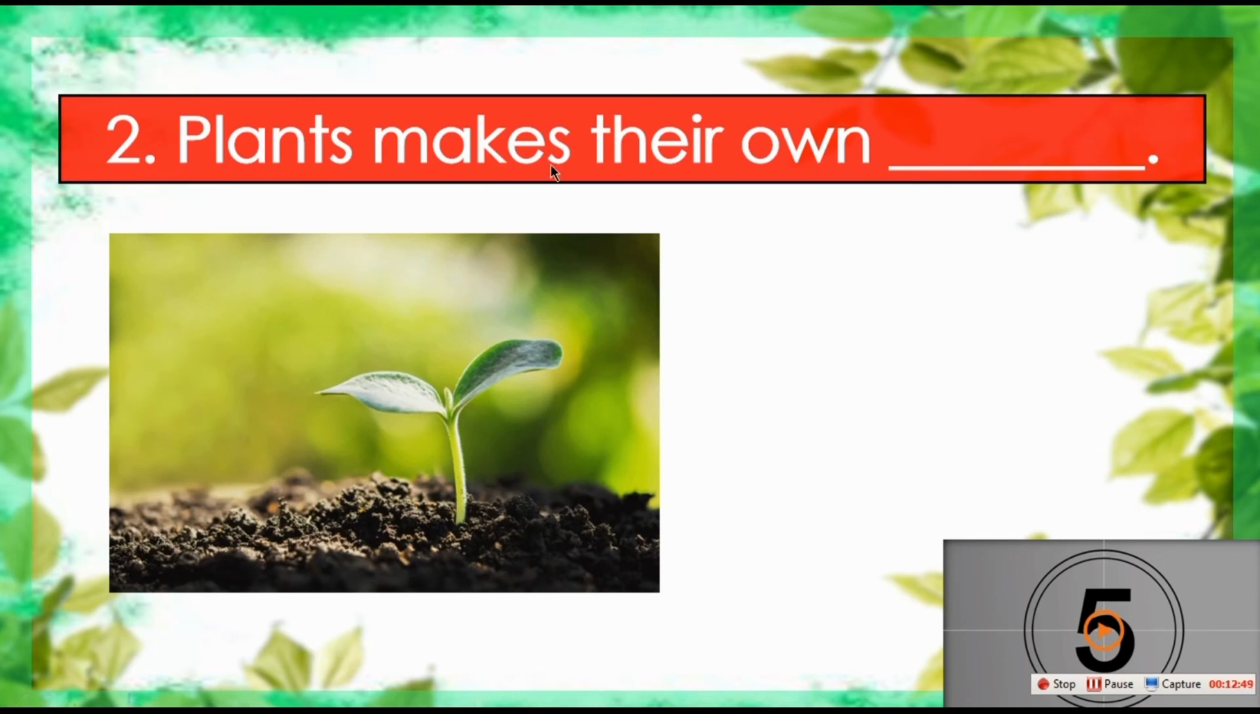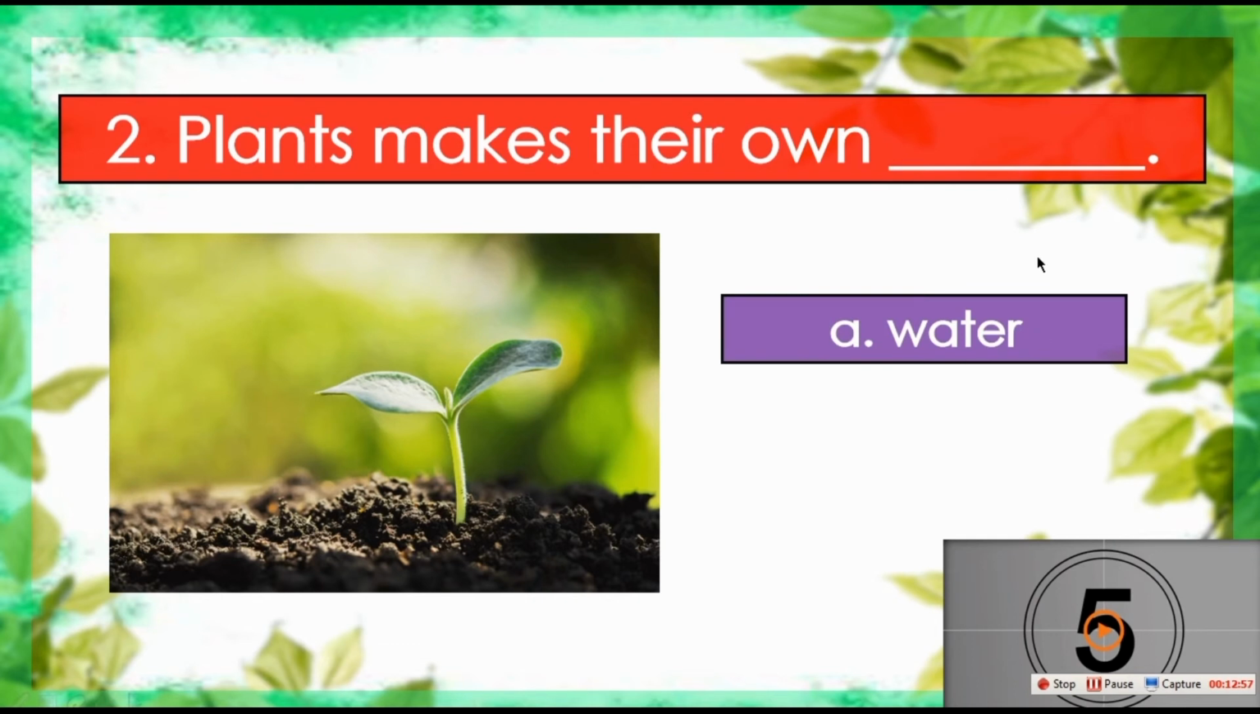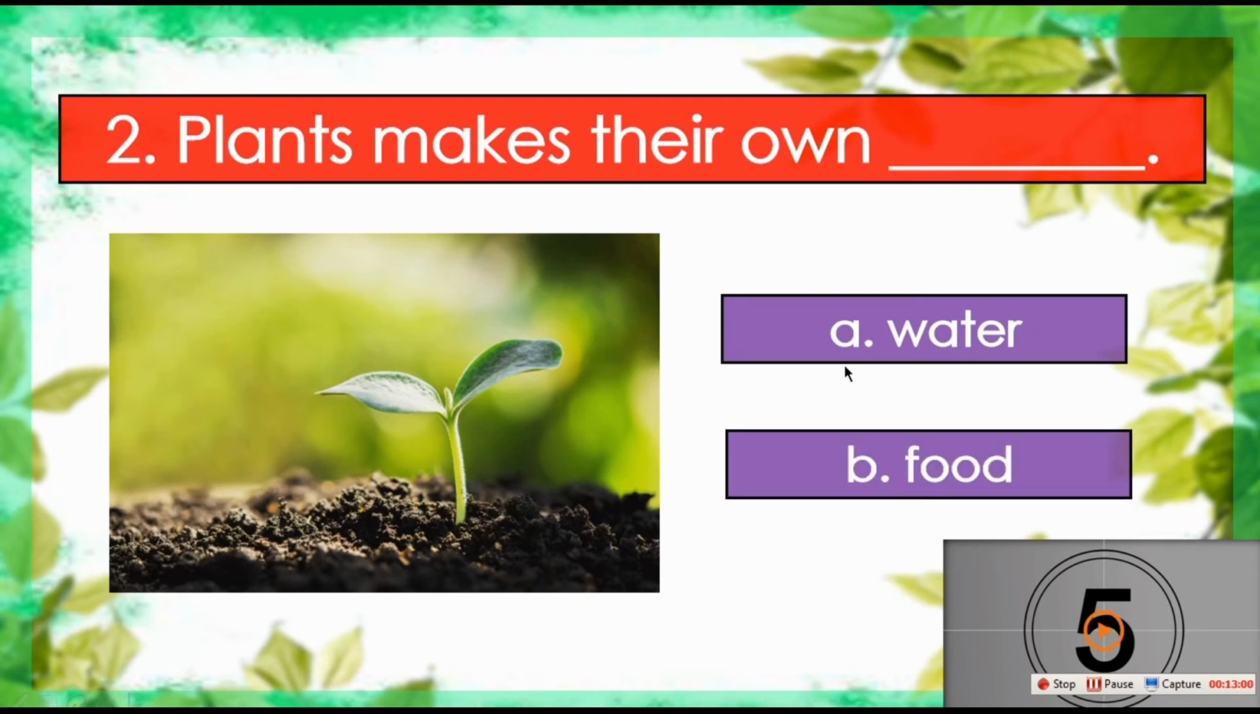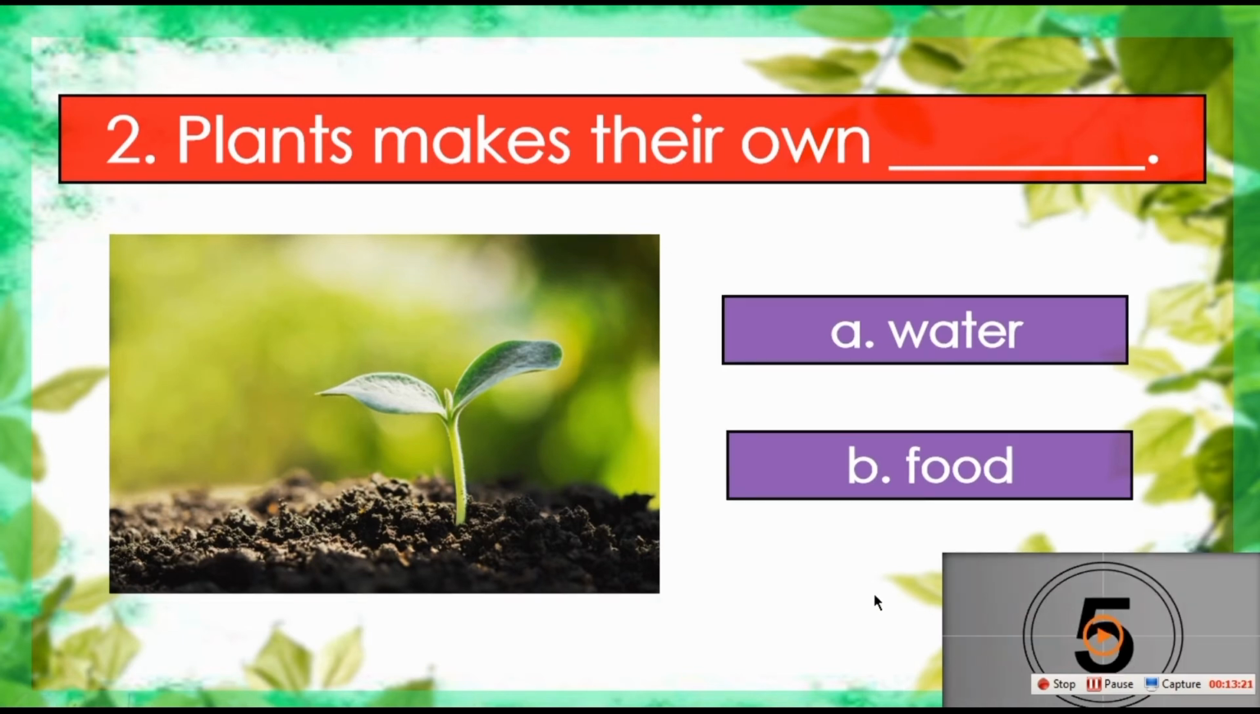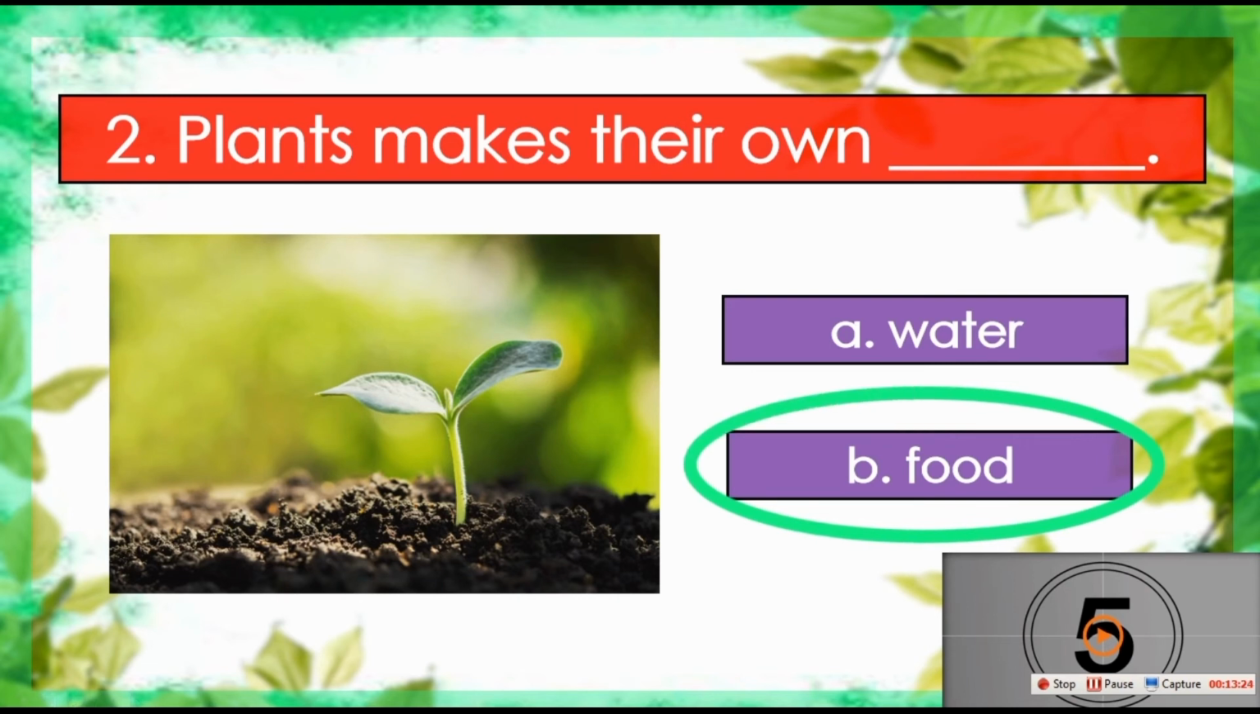Next, number 2. Plants make their own blank. A, water. B, food. 5 seconds for you to answer. Okay, so our answer is food. Again, let's read. Plants make their own food.